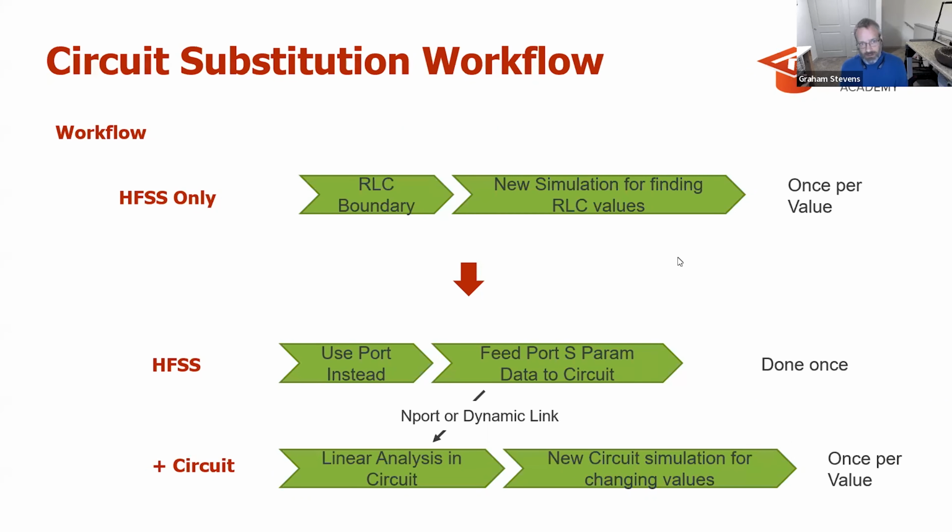And where this method of using a circuit substitution instead helps is if I'm doing a lot of optimizations or parameterizations of those values, if I shift those optimizations into circuit, I can go much, much faster. And so the method here is to change out, within HFSS, the RLC boundary for a port and use a port instead.